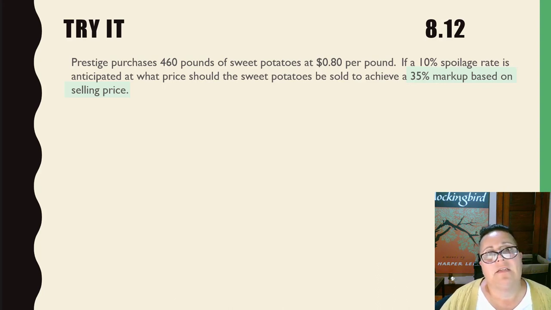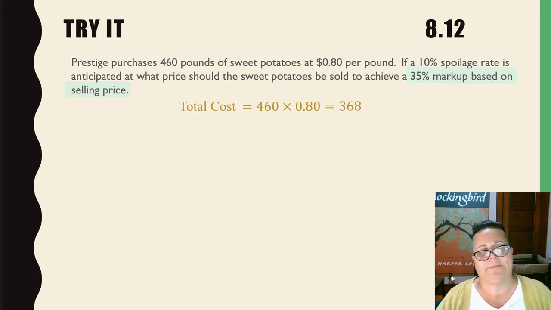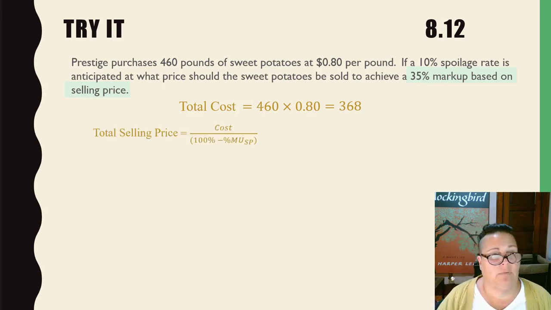Okay. So to begin with, we've got 460 pounds at 80 cents per pound. So we have spent, or Prestige has spent, $360 on sweet potatoes. They expect to get a total selling price with a 35% markup based on selling price. Since it's based on selling price, this will be a cost divided by the complement of the markup, or $368 divided by 65%.